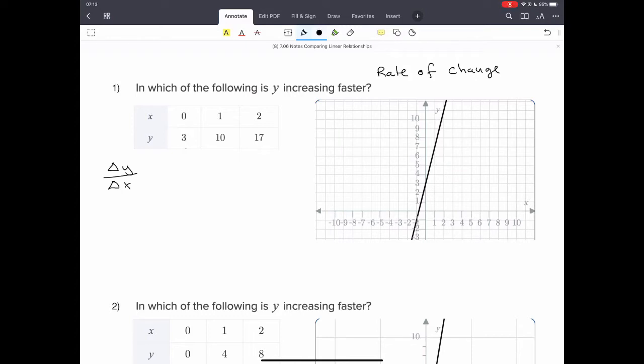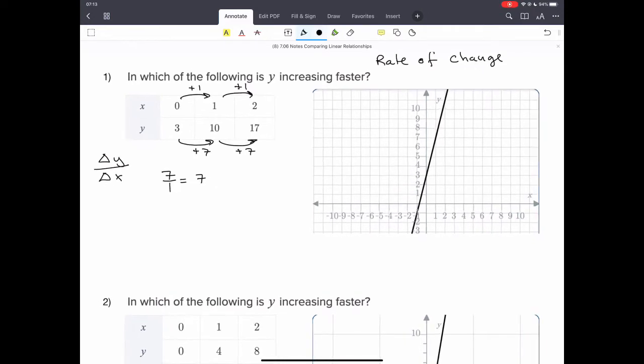So my y value increases by 7. The x value increases by 1. The y value increases by 7. The x value increases by 1. So in the table, we have a rate of change of 7 to 1, which is 7. So there's my rate of change for the table. Now let's look at the graph, and we'll find the rate of change there.